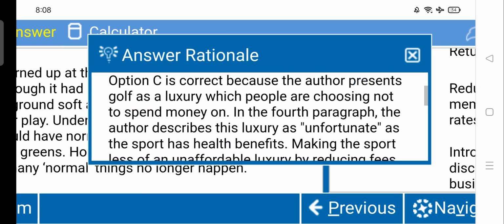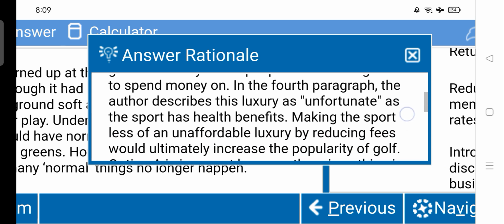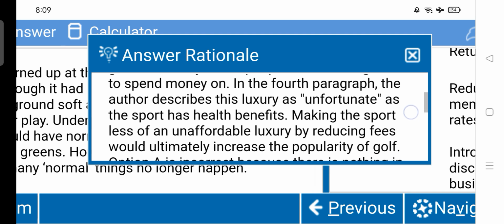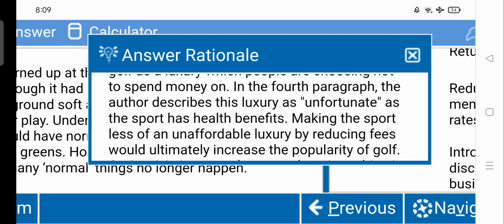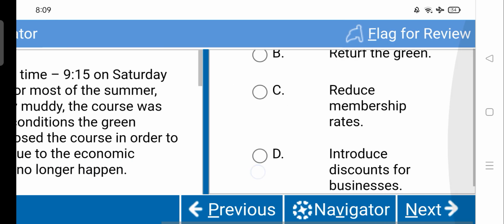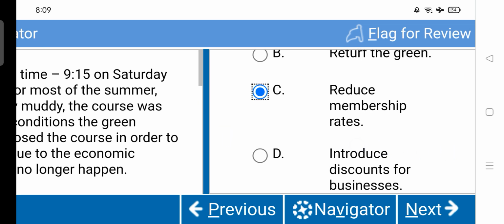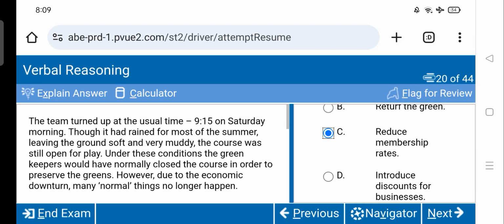Option C is correct because the author presents golf as a luxury which people are choosing not to spend money on. In the fourth paragraph, the author describes this luxury as unfortunate as the sport has health benefits. Making the sport less of an affordable luxury by reducing fees would ultimately increase the popularity of golf. So we have option C, which is reduce membership rates, as the correct option.